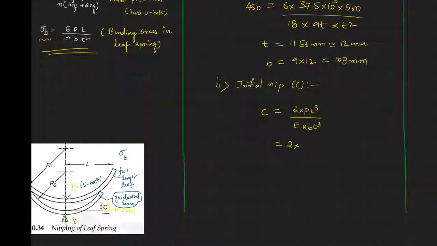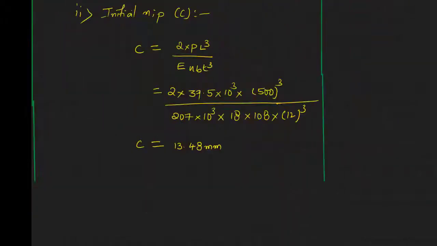So I can solve this. 2 into P is 37.5 into 10 to the power of 3, L is 500 cube, divided by E, which is given as 207 into 10 to the power of 3, N is 18, B we have calculated as 108 and T is 12. If you solve this, you will get the value of C.